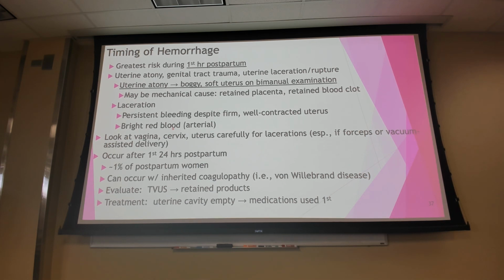If it occurs after the first 24 hours, about 1%, then oftentimes it's more related to some sort of coagulation disorder. Okay? You could still have retained products of conception. So the recommendation, if they come in to see you a week or 2 later and they're still bleeding, is to do a transvaginal ultrasound and make sure they don't have any retained products of conception. And if that's the case, then the treatment would be something like a D&C.